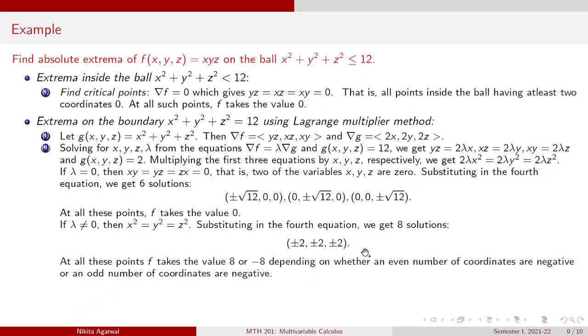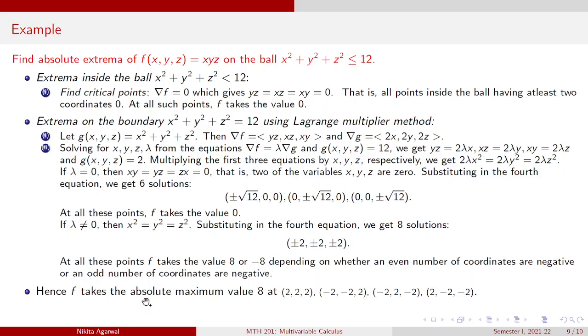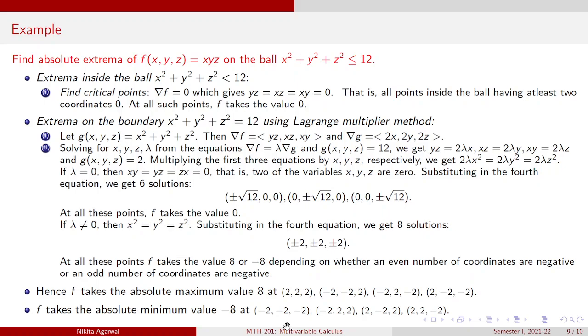Now at all these points, what is the value of the function? It's either 8 or minus 8. It will be 8 if an even number of coordinates have negative sign, and it will be negative 8 if an odd number of coordinates are negative. Therefore, the maximum value of the function is 8 and it is attained at these 4 points, and the minimum value is minus 8, which is attained at these other 4 points. And at all other points that we got, the value is 0, which is bigger than minus 8 and smaller than 8.